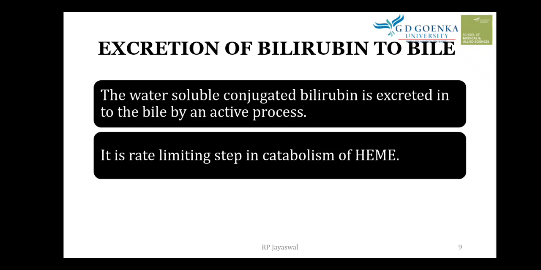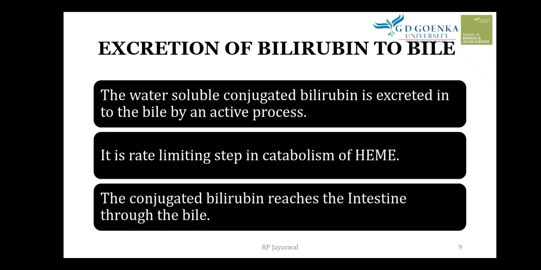So it can control the catabolic process of the heme metabolism, and it's a rate limiting step. If it is not being excreted to the bile, then the entire procedure, the entire reactions of breakdown and conjugation, will be stopped. The conjugated bilirubin reaches the intestine through the bile. This is the fate of the conjugated bilirubin. It mixes into the bile, and through the bile, it goes to the intestine.